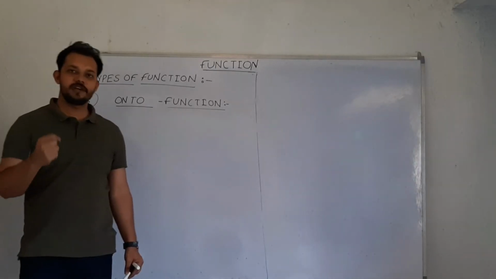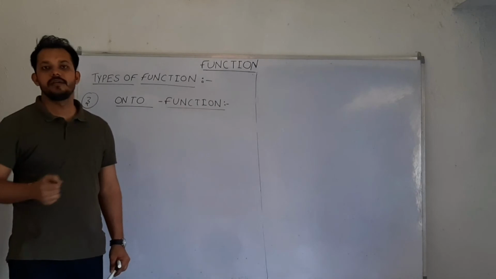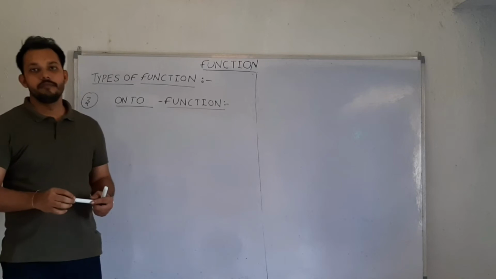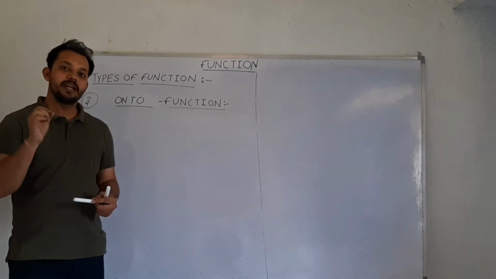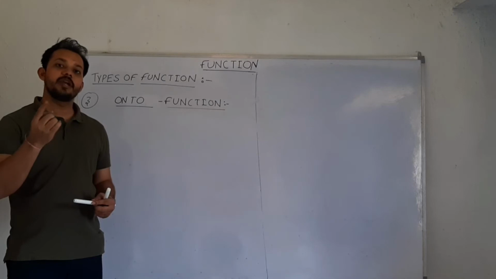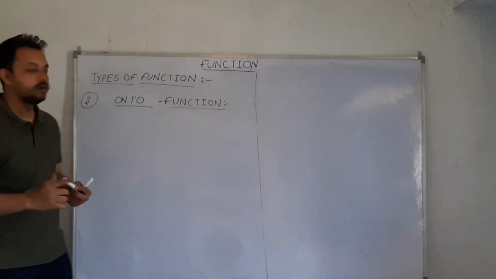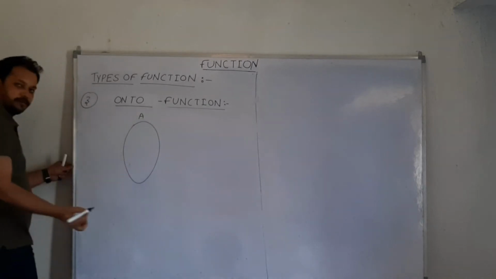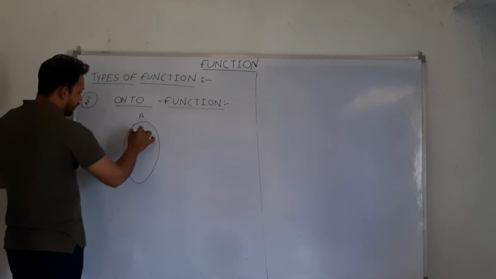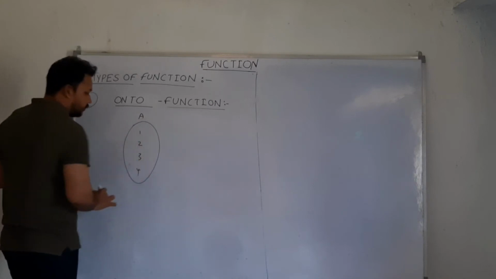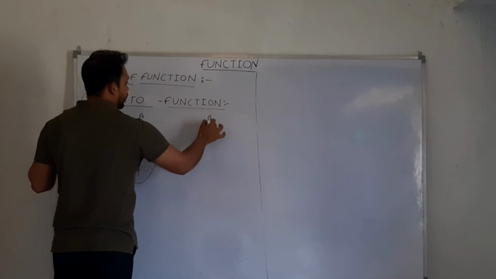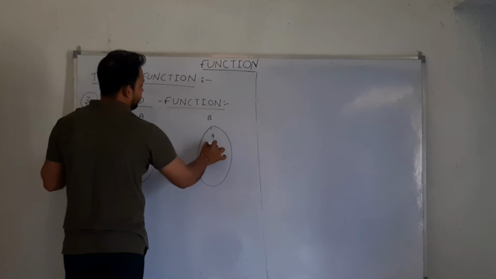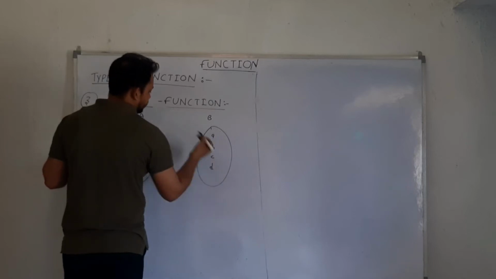Now the third type of function we have is the onto function. What is an onto function? A function is called an onto function when every element of the codomain is an image for some element of the domain. How? Suppose we have a function in which the domain of the function is A, where its elements are 1, 2, 3, 4. We have its codomain as B. Elements of the codomain are A, B, C, D.